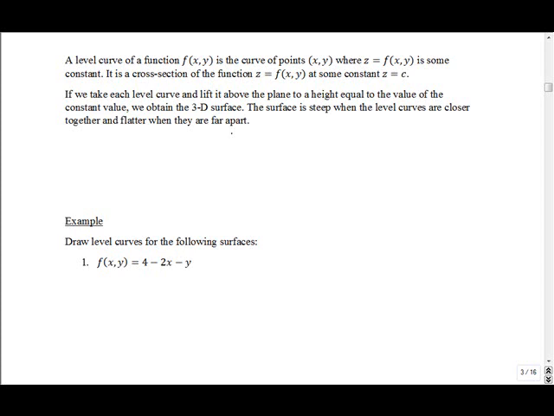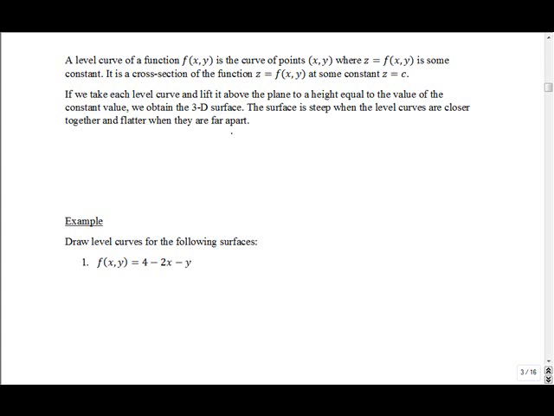How do you draw level curves? So remember, we have collapsed it into 2D, so we cannot have Z in there anymore, right? So you find different constants for Z. And then based on these constants, you draw the two-dimensional graph for each of these constants.